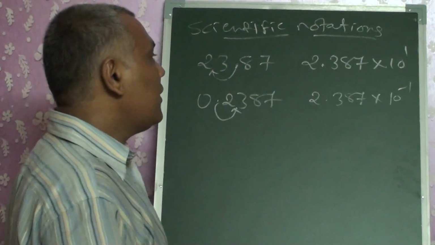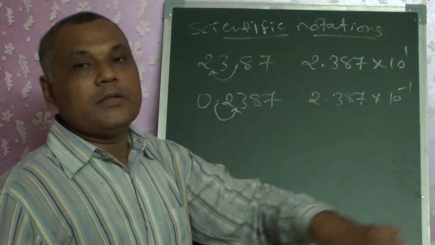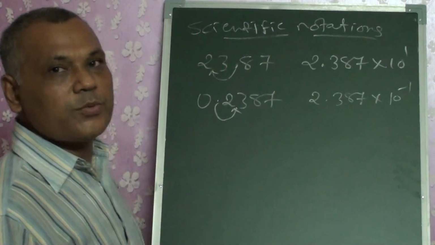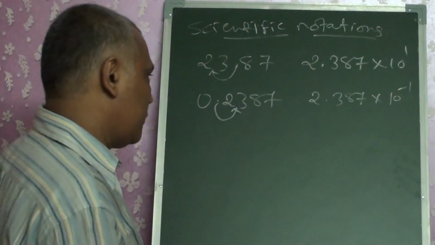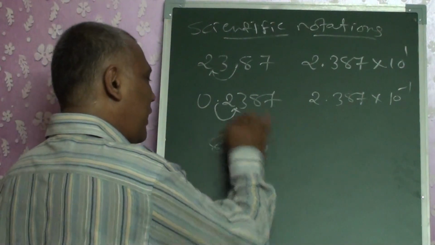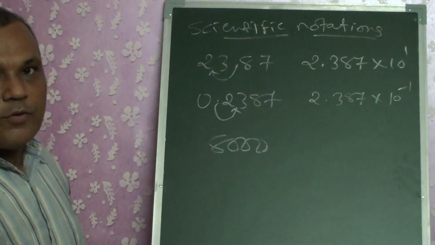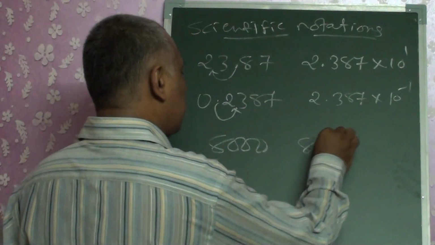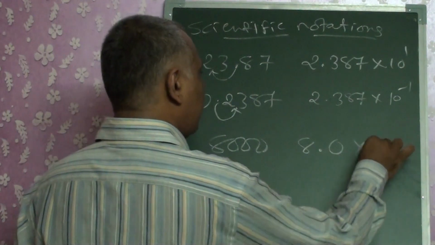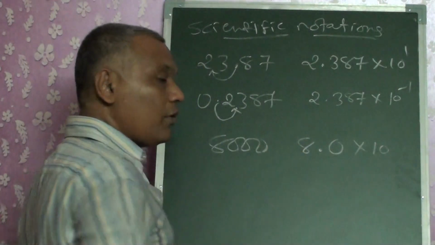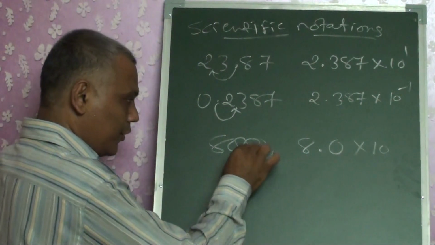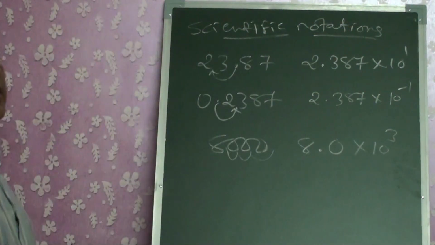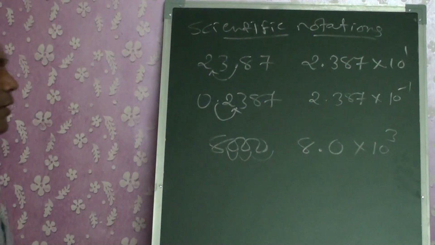Writing the number in the form of a decimal after the first non-zero digit, multiplied by 10 to an exponent, is known as scientific notation. Suppose you have been given 8,000. Then what is its scientific notation? You will say it should be 8.0 into 10 raised to first, second, third. I moved my decimal to the left-hand side.